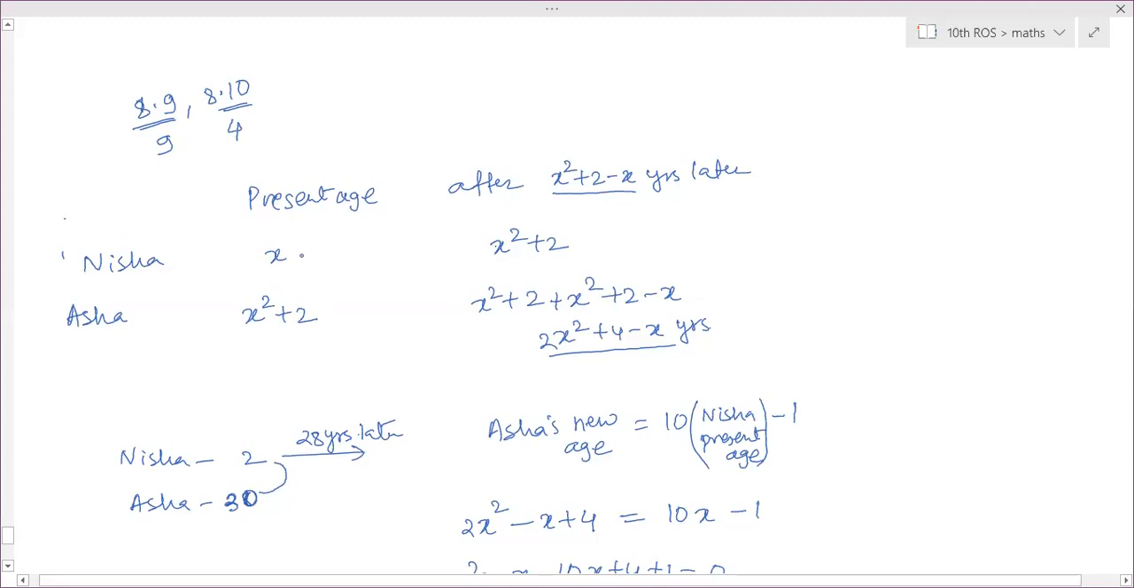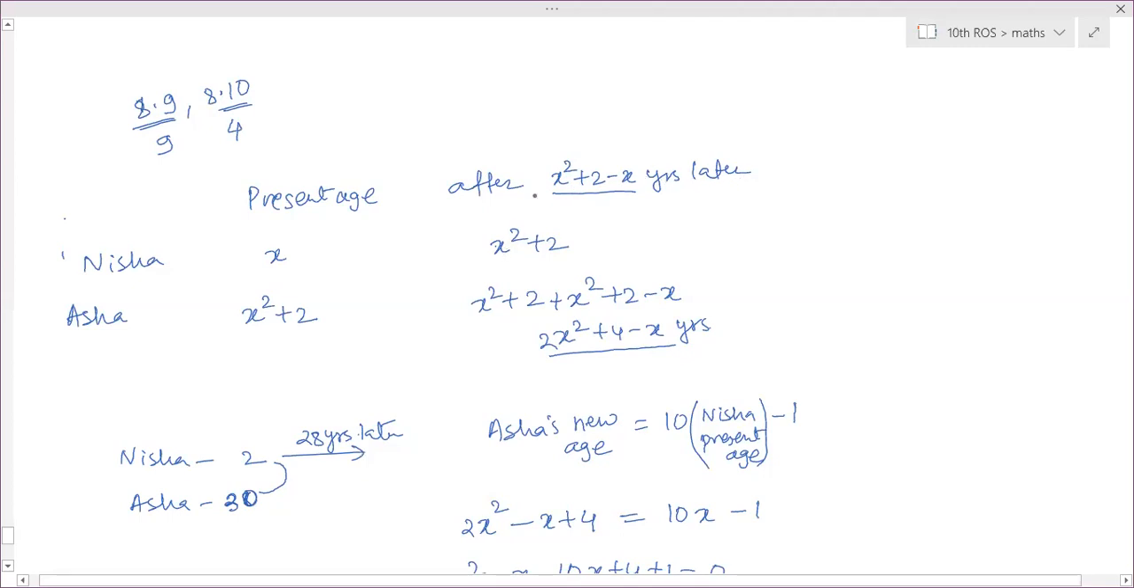28 years later, 20 years. So how have you calculated? By subtracting. The same thing you have to do in terms of x also. So after how many years will Nisha be Asha's age? X square plus 2, the whole subtracted by x. So x square plus 2 minus x. So here I have written after x square plus 2 minus x years later.